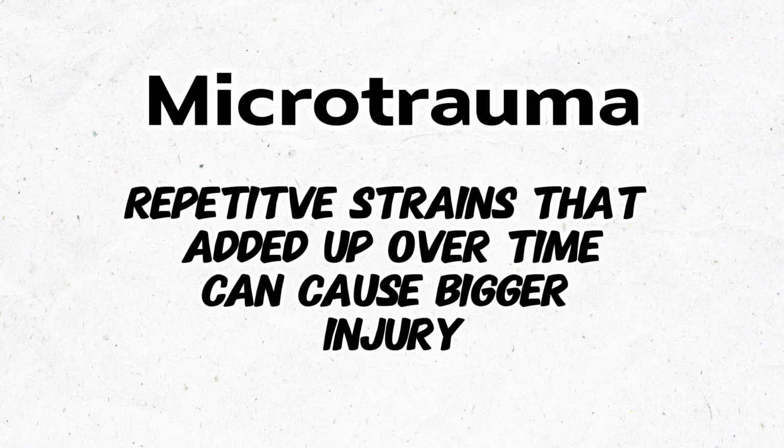Micro trauma is a series of smaller injuries that can eventually lead to a macro trauma or can be a nagging injury on their own. So think of small pulls in your groin that eventually can lead to a massive groin pull or just a nagging hip pain that persists throughout the season.